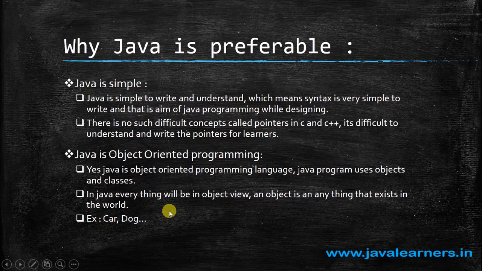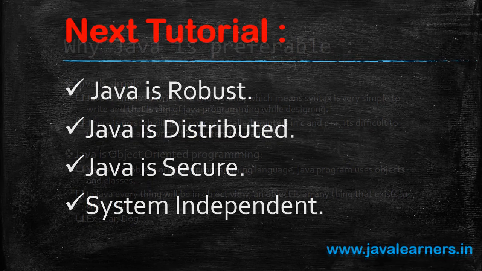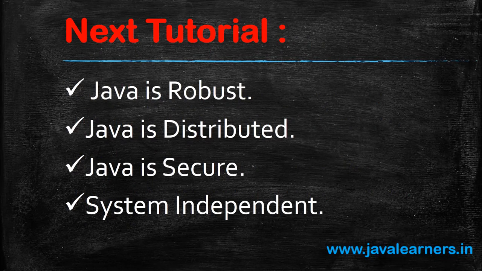I will explain the full theory and full explanation of why Java is object oriented programming in the next tutorial. And in the next tutorial I'm going to explain why Java is robust, distributed, and secure, and why Java is system independent and how it is independent. I'm going to explain everything in the next tutorial.